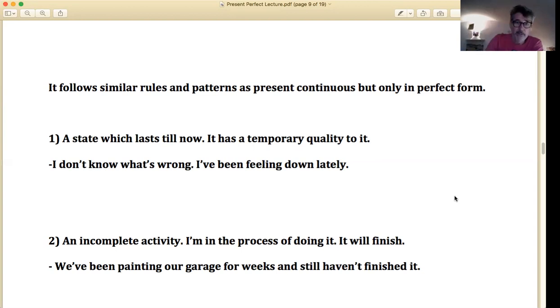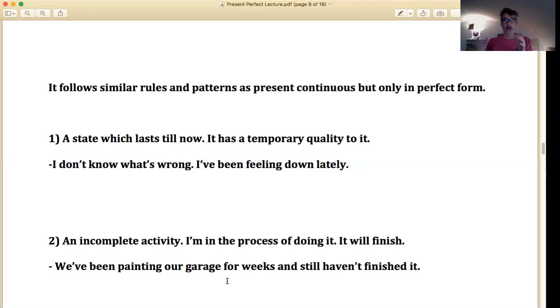And again, this is another one, an incomplete activity, and it has a similar idea. You can see that I'm in the process of doing it. I know it will finish. If you can understand that with present perfect continuous, you know that it's not going to last forever. You know that it has a finite period to it. So we've been painting our garage for weeks and still haven't finished it. So we have been painting. We started back here. We're not painting it right now.